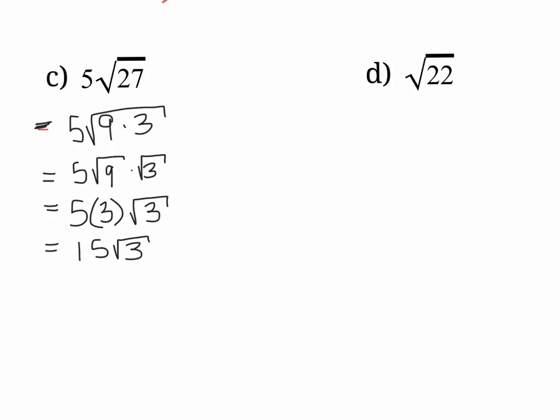So to make sure that we've got it right, we would check in our calculators what's 5 times the square root of 27, press equals, and make sure it's the same thing as saying 15 times the square root of 3, which it is.